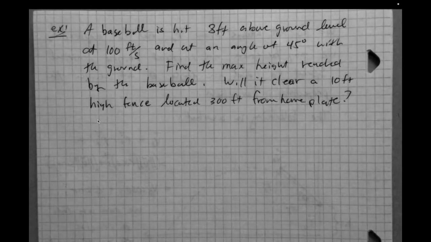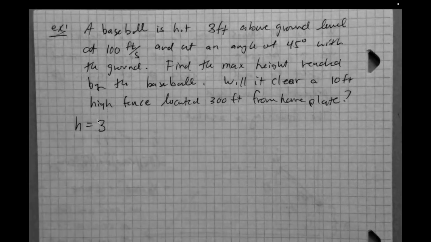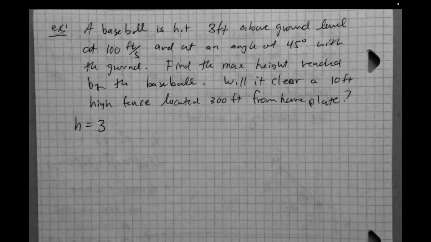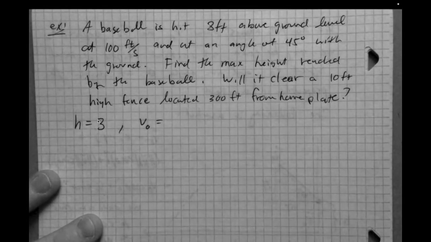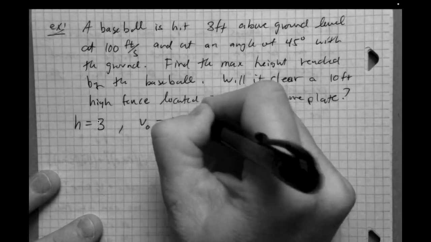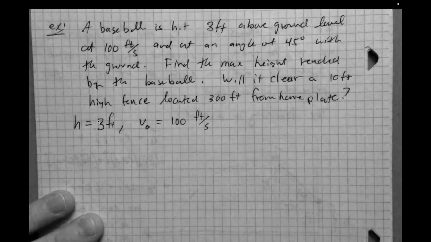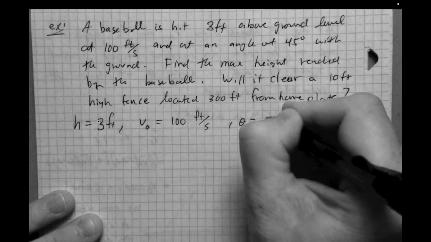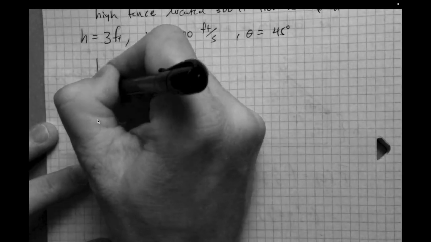All right, so we're given a bunch of information here. So what do we have? We've got h equals 3. We're told it's 3 feet above ground level. We're given v naught, we're told it's 100 feet per second, so you can leave the units on here. And we're told theta is 45 degrees. We can draw a picture here just to make sure this is clear.